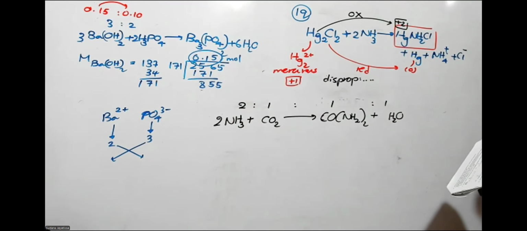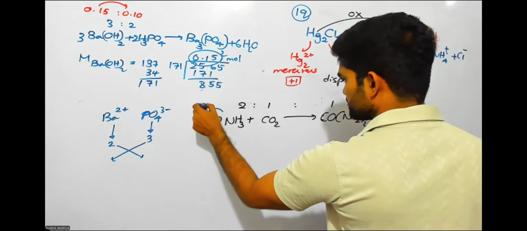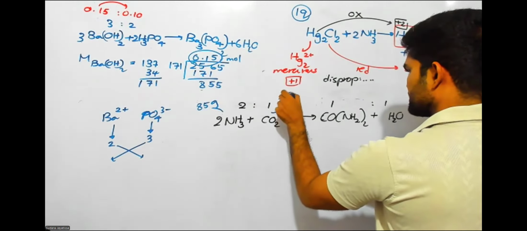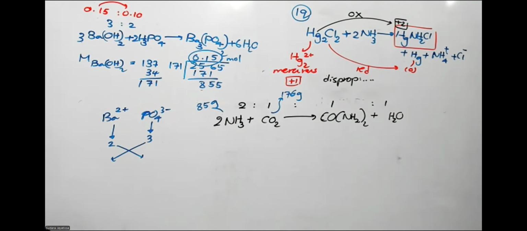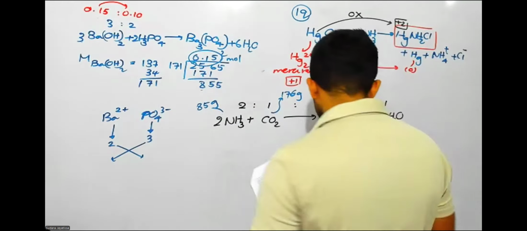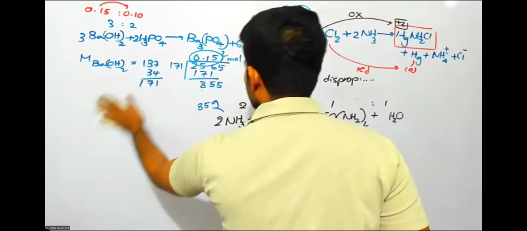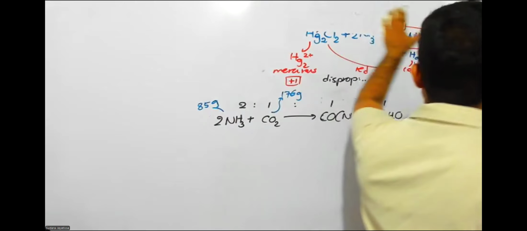Then they're asking for the theoretical mass that you can obtain when you allow 85 grams of ammonia and 176 grams of carbon dioxide to react. So it's not going to be a difficult one. It will be simple. First of all, find the molar masses of these two gases and then go for moles.